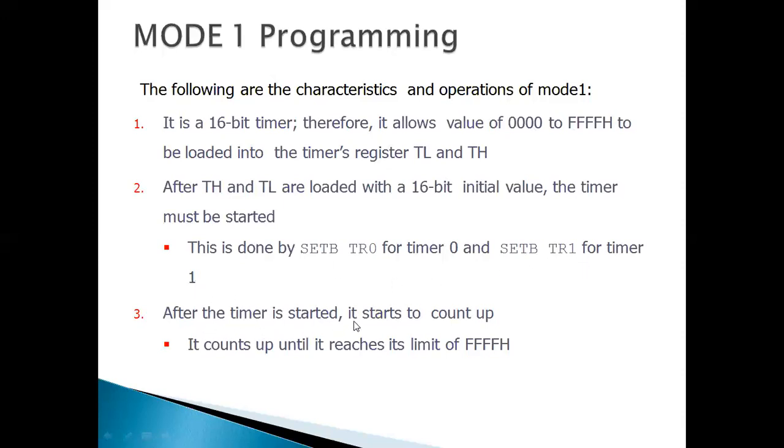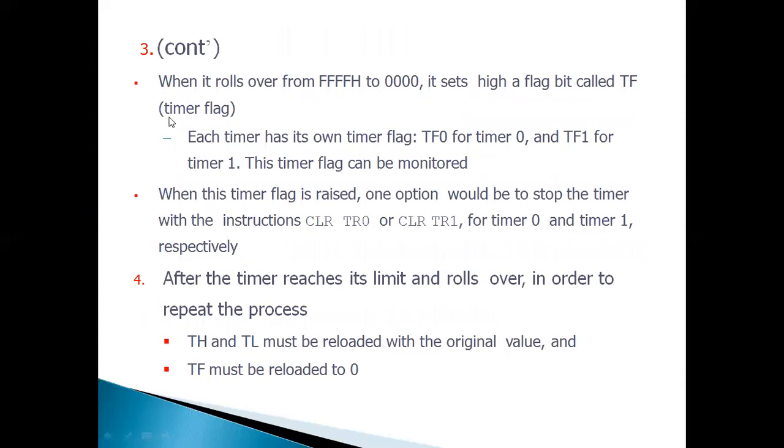After the timer is started, it starts to count up. It counts up until it reaches its limit. What is the limit? The end value FFFFH. When it rolls over from FFFFH to 0000, it sets high a flag bit called TF, that is the timer flag. If you are using timer 0, TF0 will be set. If you are using timer 1, TF1 will be set. And this timer flag can be monitored.